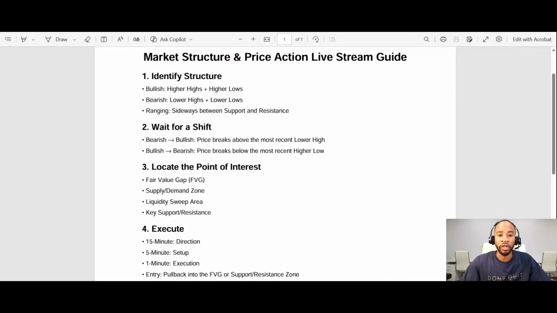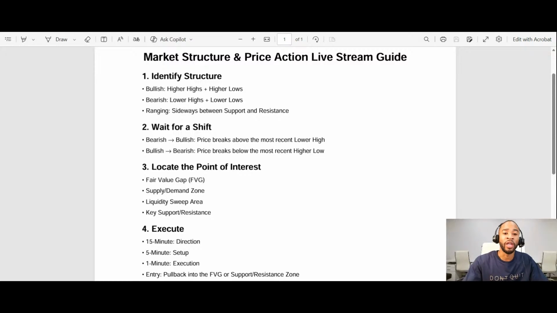Number two, when it comes to market structure and price action, you want to wait for a shift. You want to wait for a shift from bearish to bullish. Let's say, for example, if price breaks above the most recent lower high. Let's say, for example, if it's bullish to bearish, price breaks below the most recent higher low. You want to make sure that you're keeping a close eye on those shifts in the market.